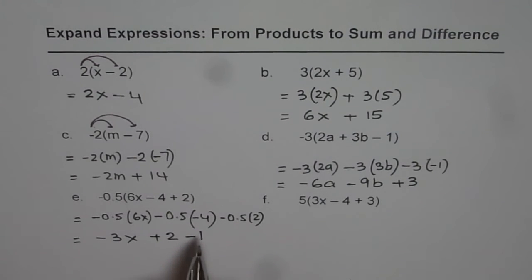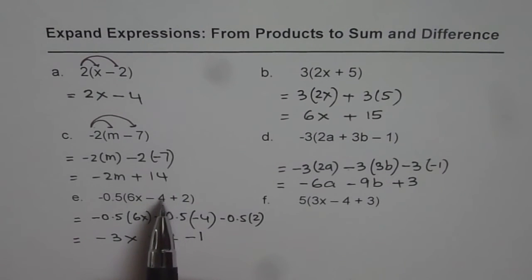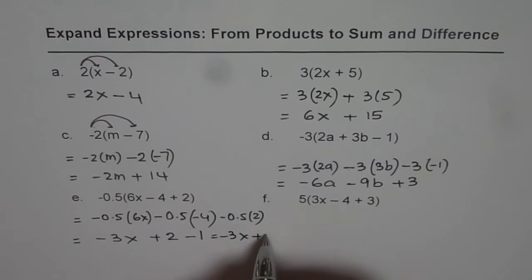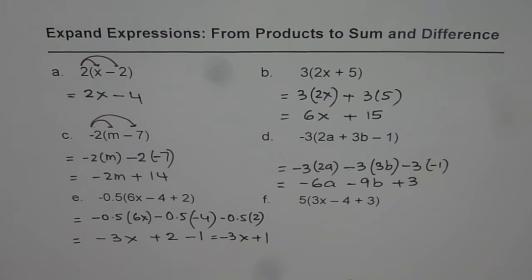Now in these cases, we could have done 2 things. We could have simplified the like terms here. We could have written minus 4 plus 2 as minus 2, and then continued the process. Since we didn't simplify at that stage, let's do it now. Plus 2 minus 1 is equal to 1. So we can write this as equal to minus 3x plus 1. I hope that is clear.